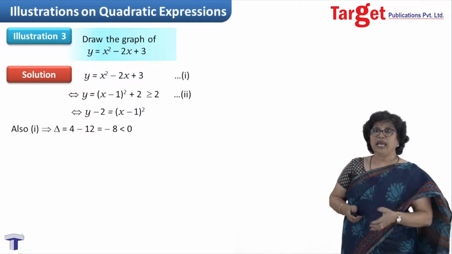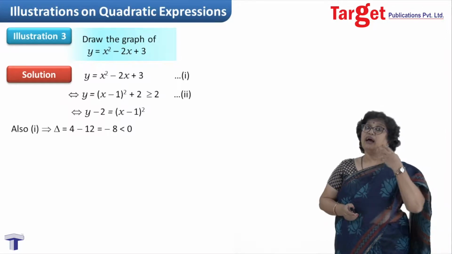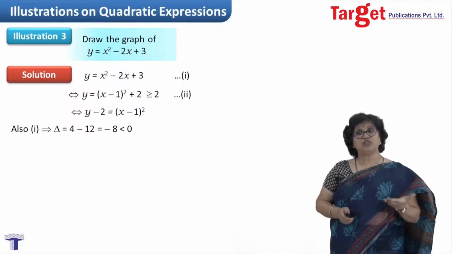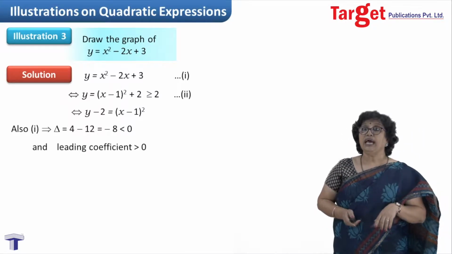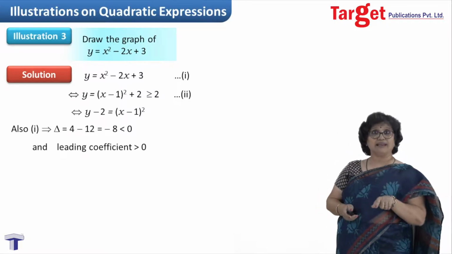And also, as I said before, please keep ready in your mind every time what the discriminant is. The discriminant for x square minus 2x plus 3 would be 4 minus 12, which is minus 8. So it is less than 0. And the leading coefficient is also important, and that is plus 1. So it is greater than 0.